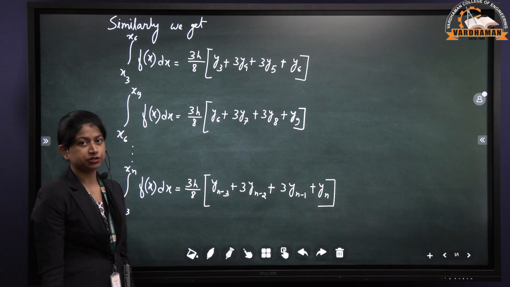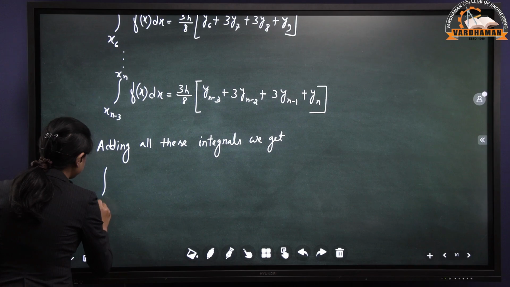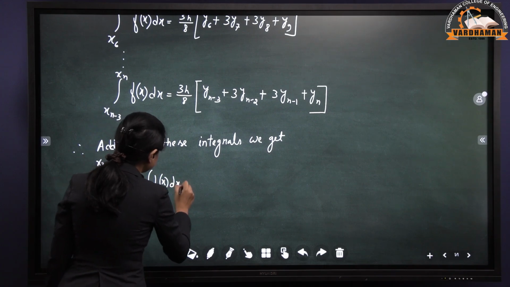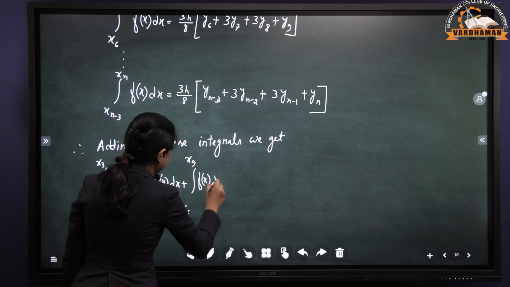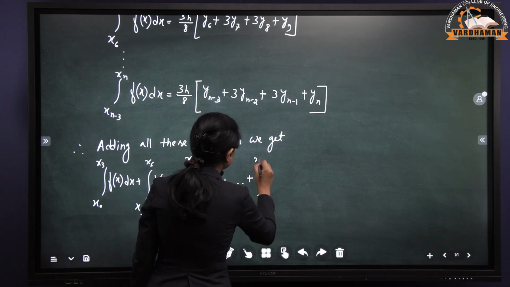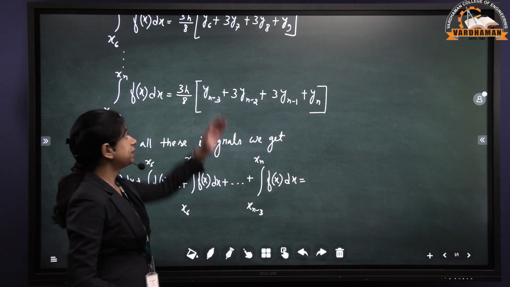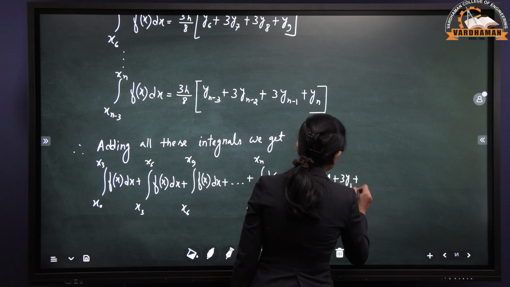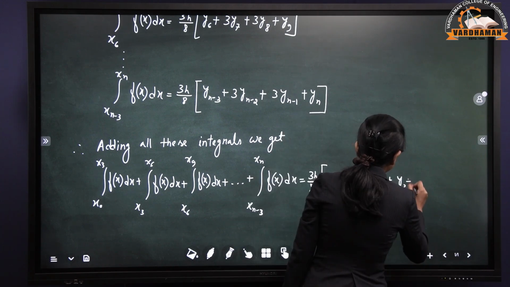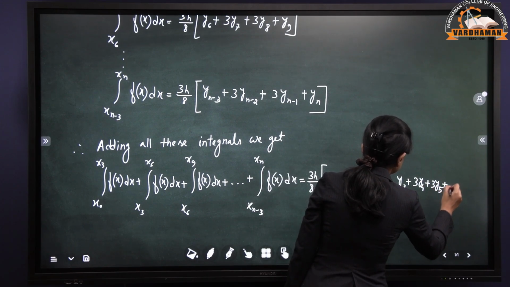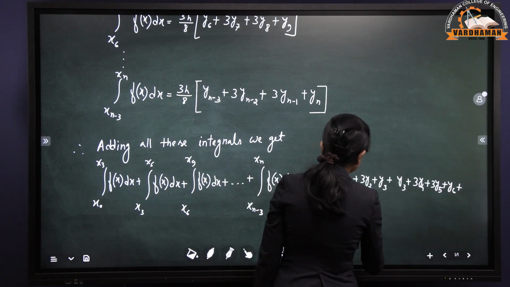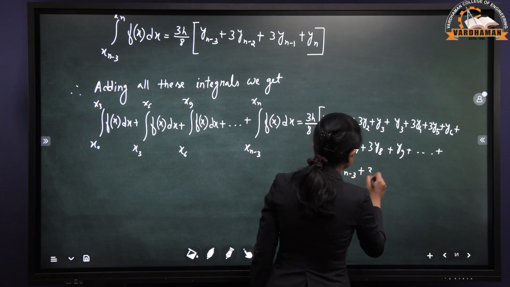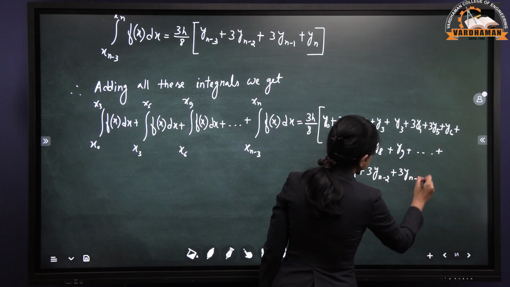As integrals are additive over subintervals, adding all these integrals we will get integration x0 to x3 f of x dx plus integration x3 to x6 f of x dx plus x6 to x9 f of x dx plus so on plus integration xn minus 3 to xn f of x dx is equal to, we will add all these terms. 3h by 8 will be common, then we will get y0 plus 3y1 plus 3y2 plus y3 plus y3 plus 3y4 plus 3y5 plus y6 plus y6 plus 3y7 plus 3y8 plus y9 plus so on plus last term will be yn minus 3 plus 3yn minus 2 plus 3yn minus 1 plus yn.